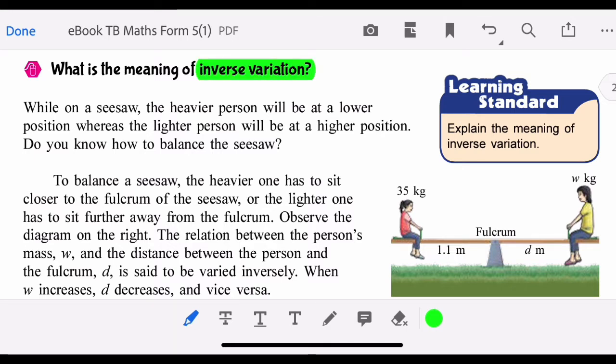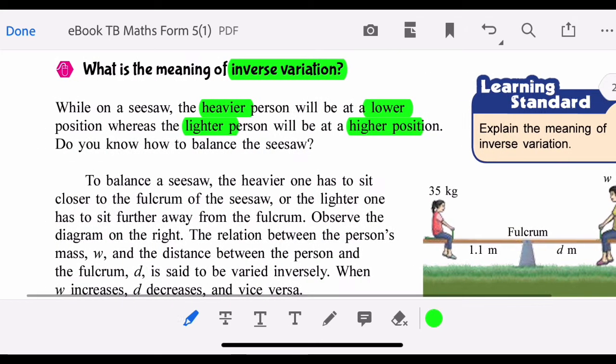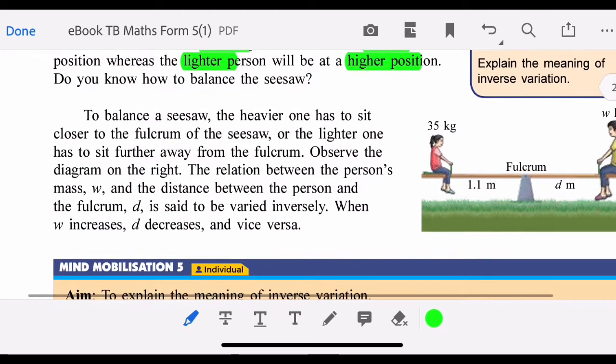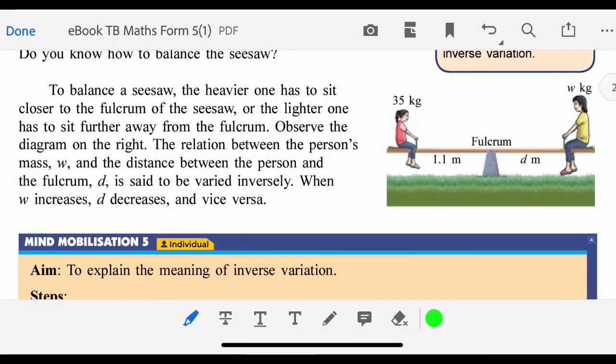On a seesaw, the heavier person will be at a lower position, whereas the lighter person will be at a higher position, right? So do you know how to balance a seesaw? To balance a seesaw, the heavier one has to sit closer to the fulcrum of the seesaw, or the lighter one has to sit further away from the fulcrum.